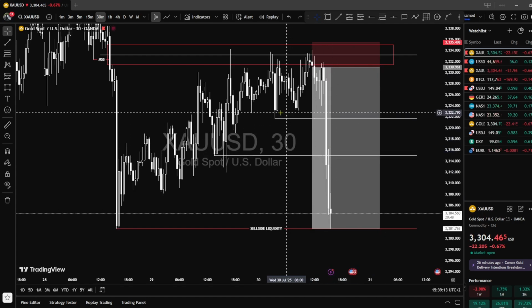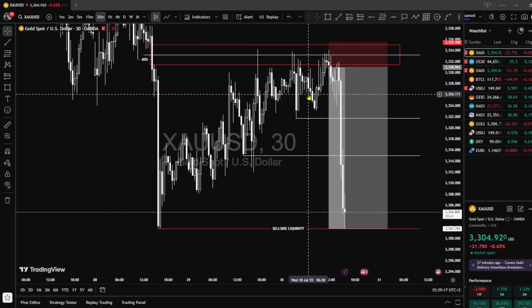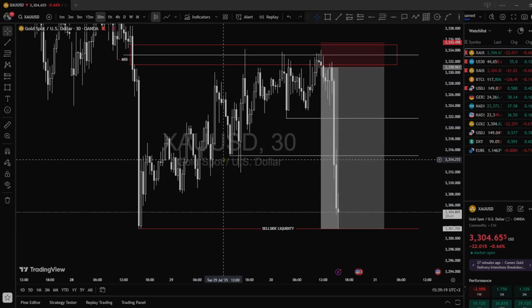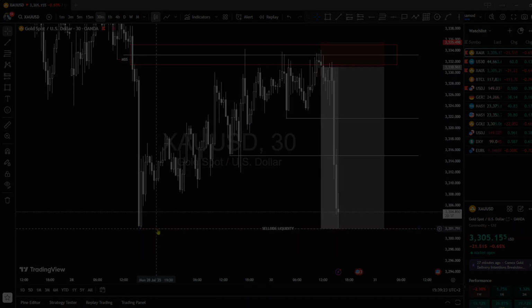My targets were simple, just the lows in this retracement to the upside. So TP1 was here, TP2 was here, and then the last TP at this low over here.